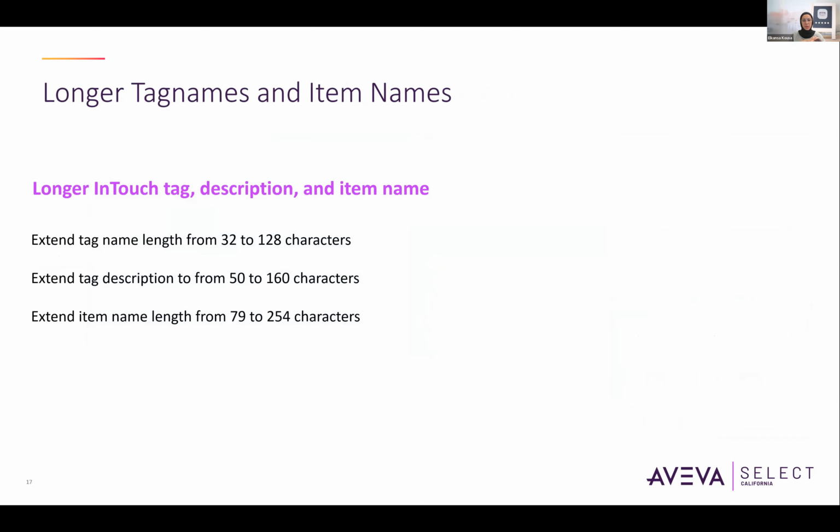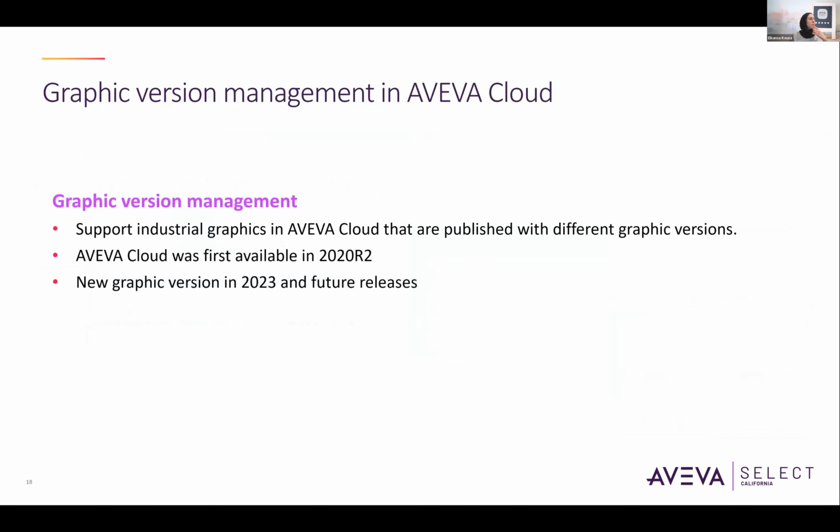It's actually longer tag names and item names, to better support modern controllers. The number of characters in the tag name length, tag name description, and item name length have been extended. As you can see here, the item name went from 79 to 254 characters. So you could see a significant improvement there.